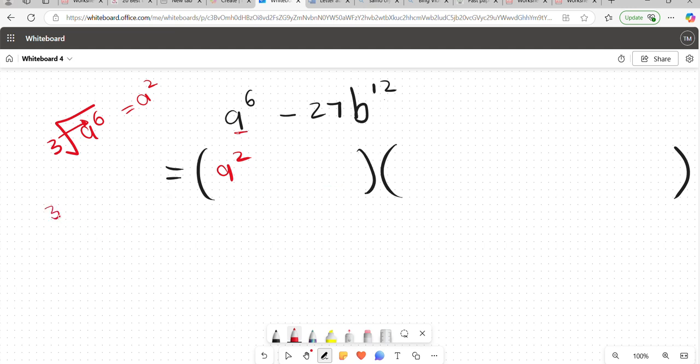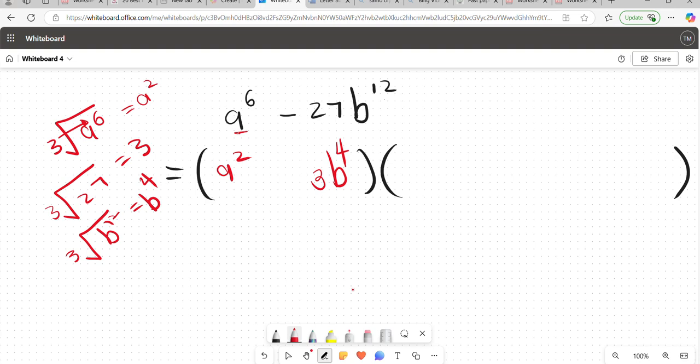How do I get the second term there in the first bracket? I cube root the 27 by itself, I get a 3. I cube root the b to the 12 by itself, and again 12 divided by 3, I get a 4. So this is actually 3b to the 4. I hope that makes sense.